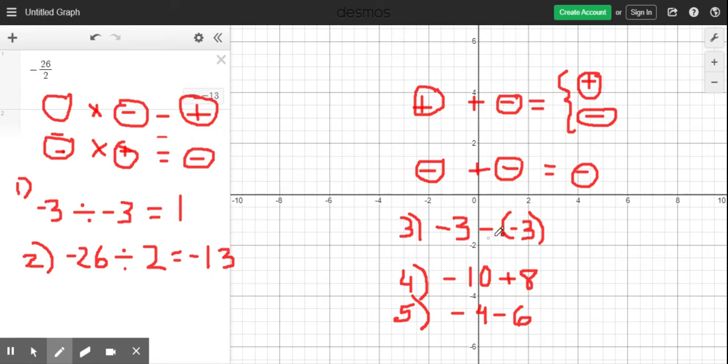Now, number 3 has minus and negative in it. When you have minus and negative, you just turn that into plus. So this is negative 3 plus 3, or you could switch the order and do 3 minus 3. It would simply be 0.